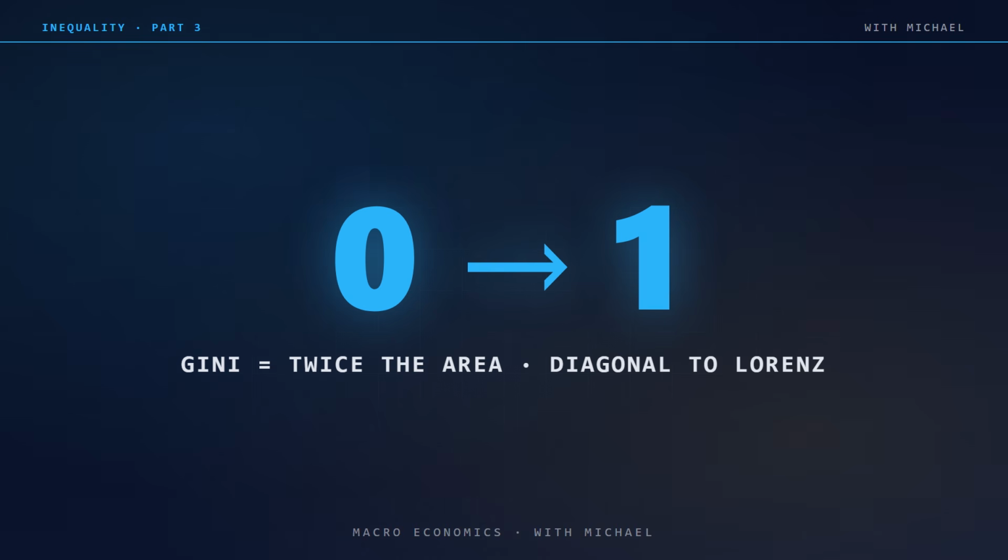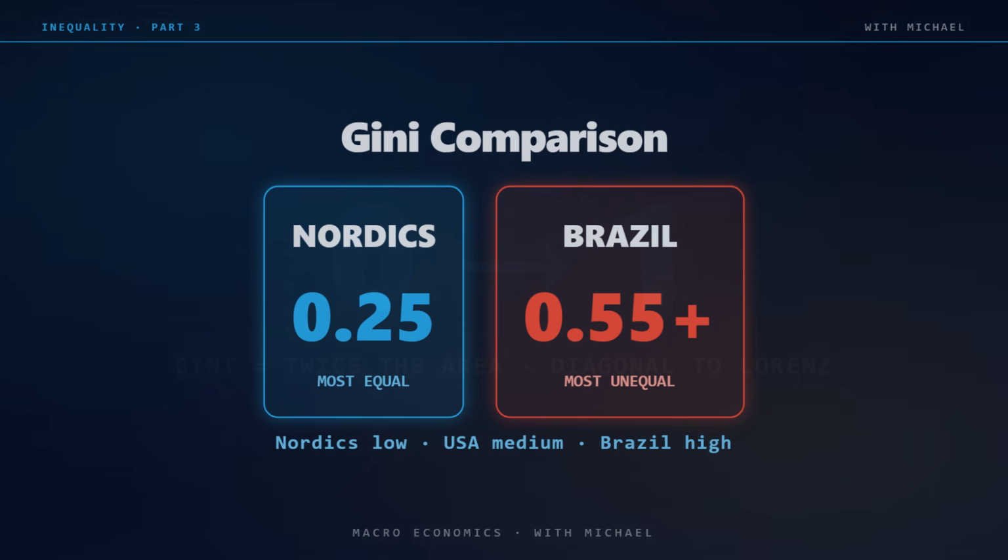The Nordic economies, Norway, Sweden, Denmark, have low Gini around 0.25 to 0.30. The United States has a Gini around 0.40. South Africa and Brazil have Gini above 0.55, among the most unequal in the world.